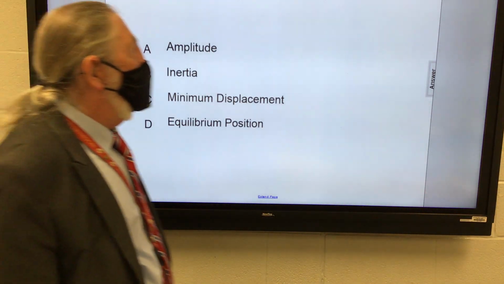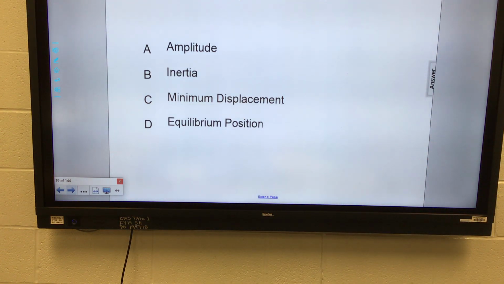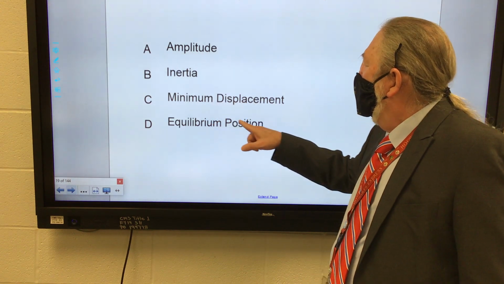Okay, look at number 7 here. The resulting position of a medium when there is no wave passing through it is known as what? That's when it's at rest. That's another word for rest. Is it called the minimum displacement or the equilibrium position?